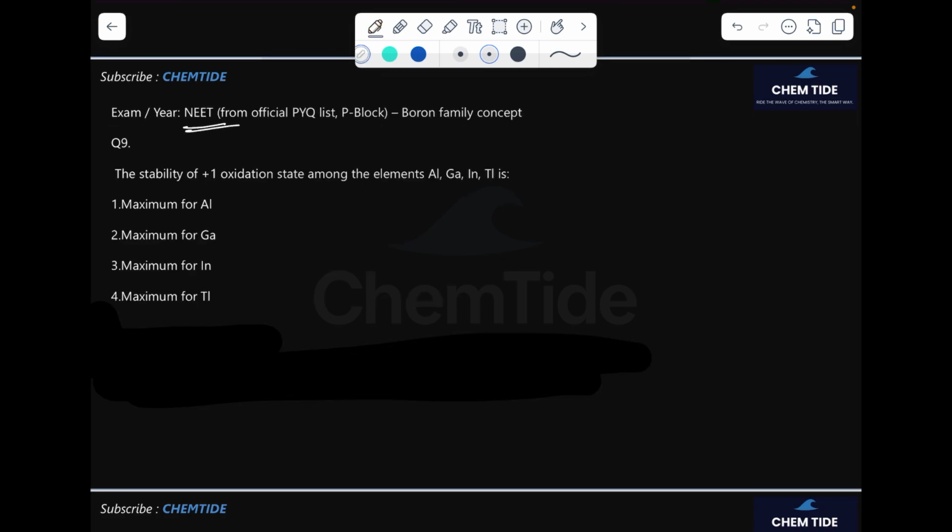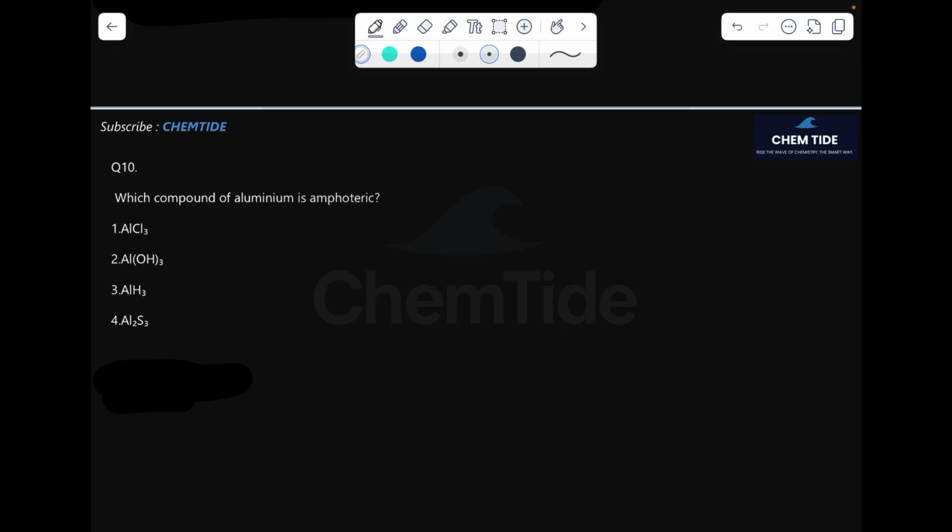NEET question. The stability of the plus one oxidation state among the following: thallium is showing the highest plus one oxidation state, whereas aluminium, gallium, indium are not showing it as much. So the maximum is thallium. Answer is 4.